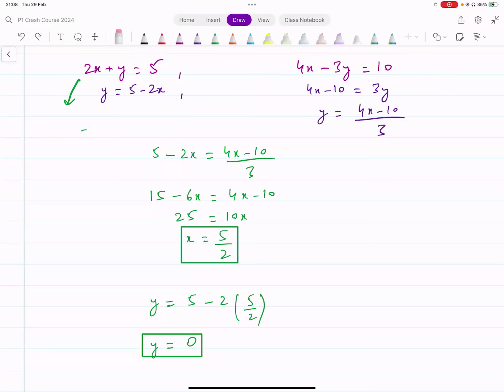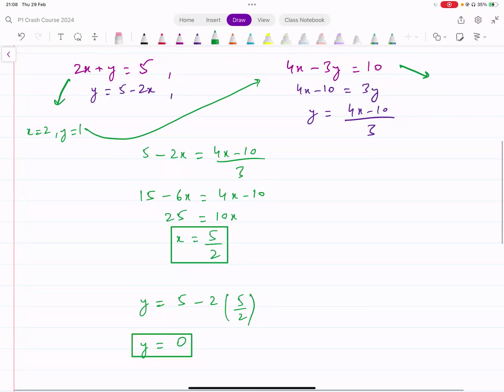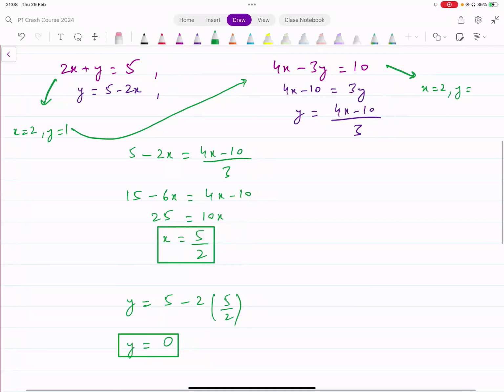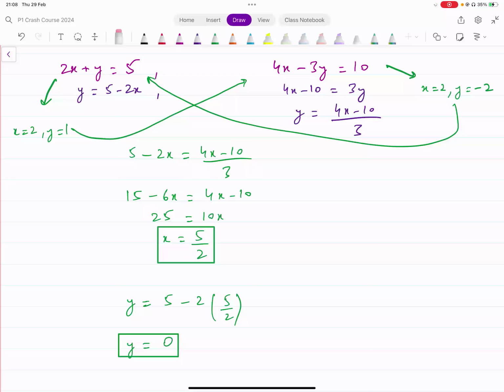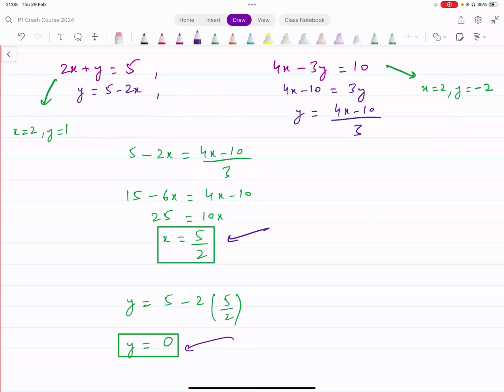Similarly, you could have one value like this: x equals 2 and y equals minus 2. That will satisfy this equation. But these values do not satisfy the first one. x equals 5/2 and y equals 0. These are the only two values that satisfy both these equations at the same time. That's what it means algebraically.